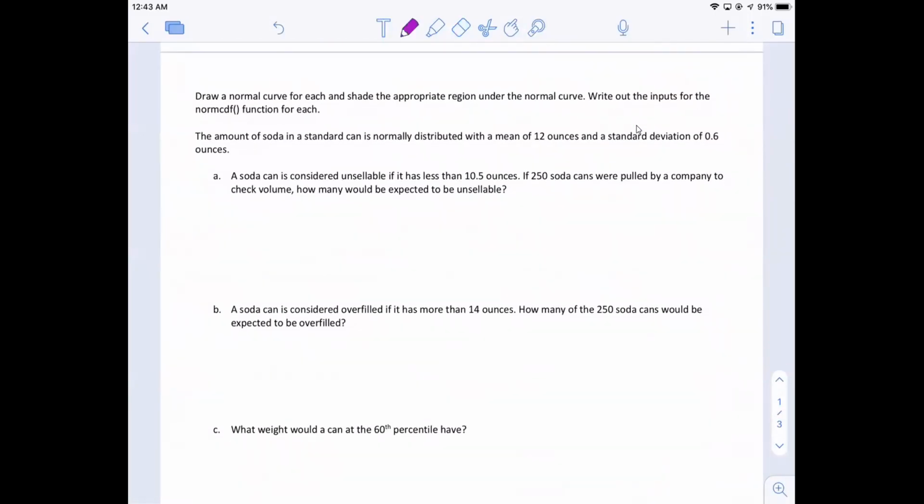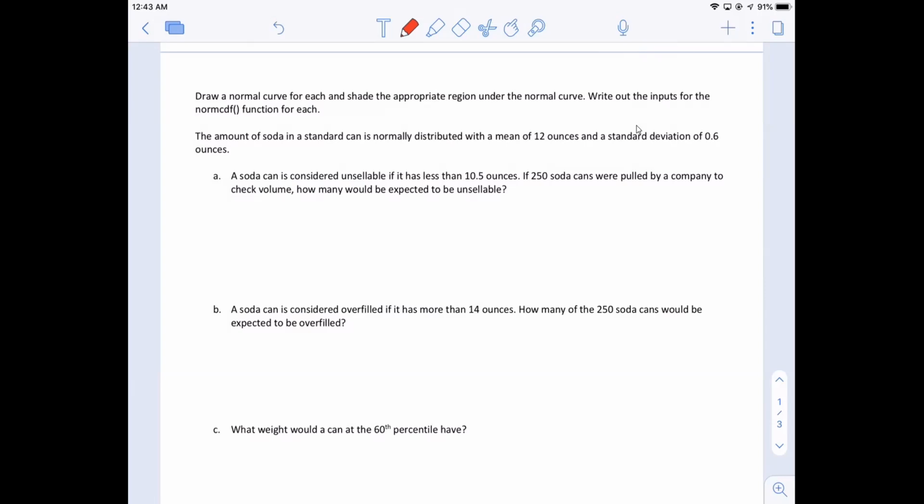All right, so we're going to do a really quick question. We're going to review what we did yesterday with the norm CDF, A and B, and then we'll see if we can answer letter C. So draw a normal curve for each and shade your appropriate region under the normal curve. Graph the inputs for the norm CDF function for each.